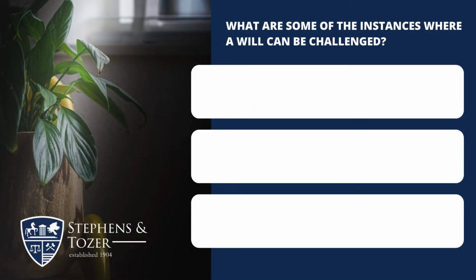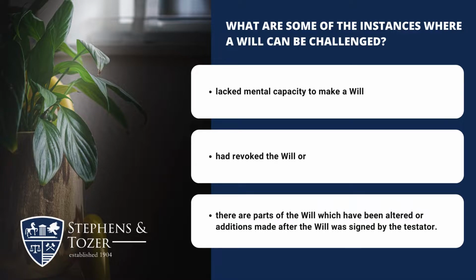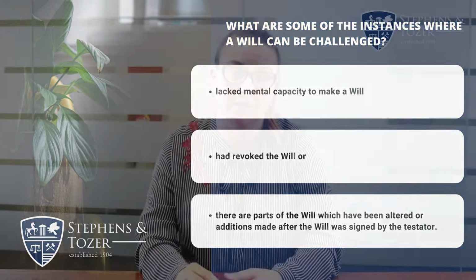So what are some of the instances where a will can be challenged? There may be a situation where the testator, this is the person making the will, maybe lacked mental capacity to make the will, or they later revoked the will, or there are parts of the will which have been altered or additions made after the will was signed by the testator. These are instances where the validity of the will is challenged and will be determined by the court.